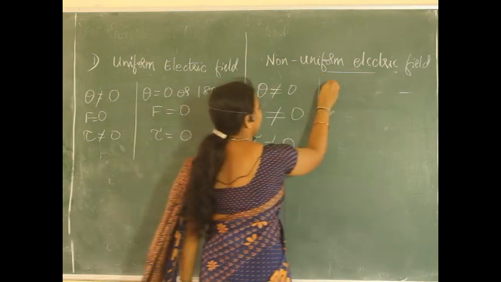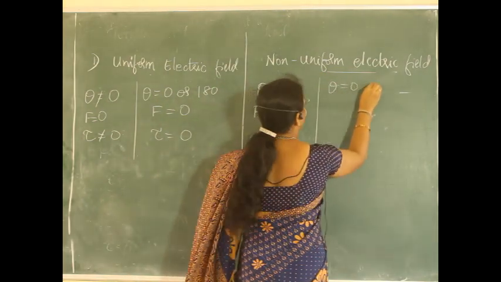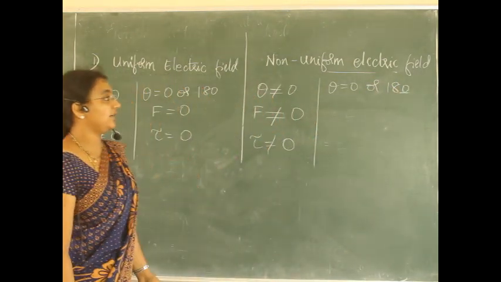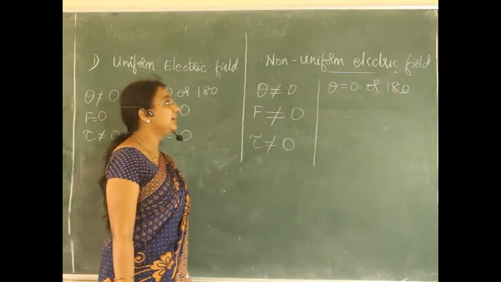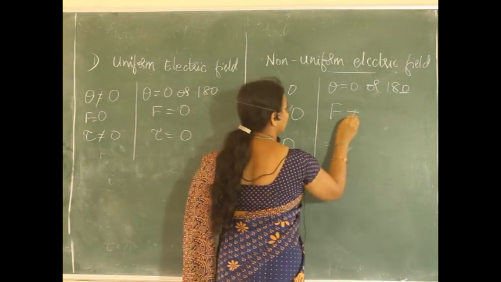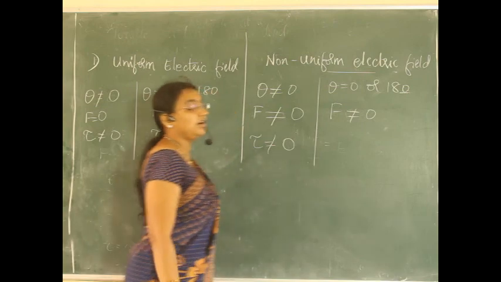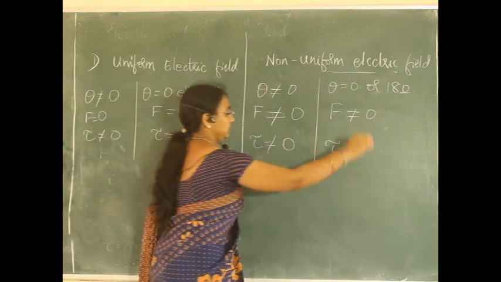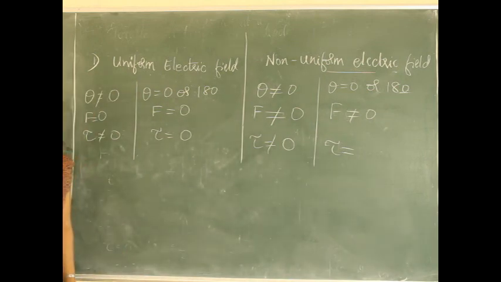One more condition, if theta is equal to 0 or 180, what happens? Try to solve. If theta is equal to 0 or 180, what about the force? Force is not equal to 0. Why? Because electric field is not uniform. What about the torque? What is the value of the torque? Tau is equal to 0 or not equal to 0? What happened to the torque?